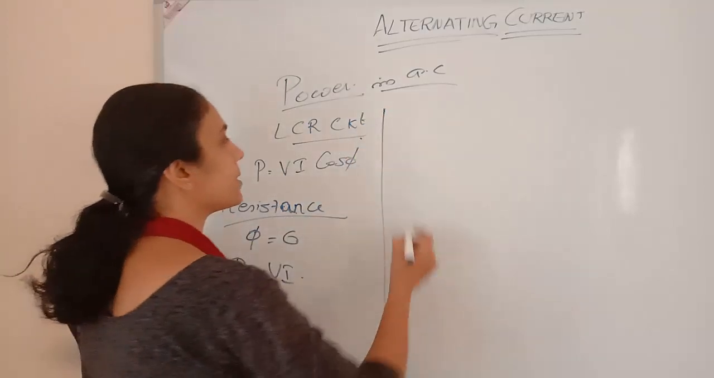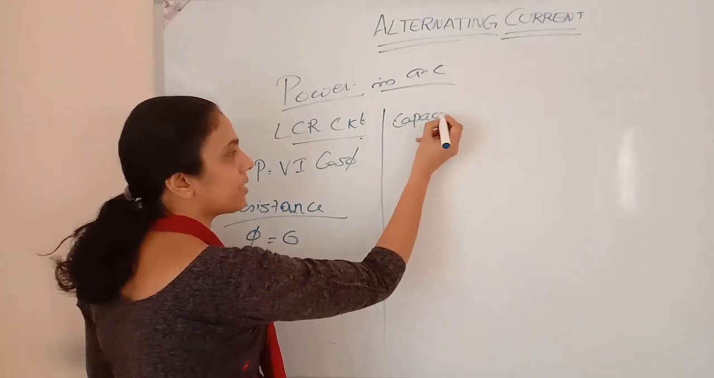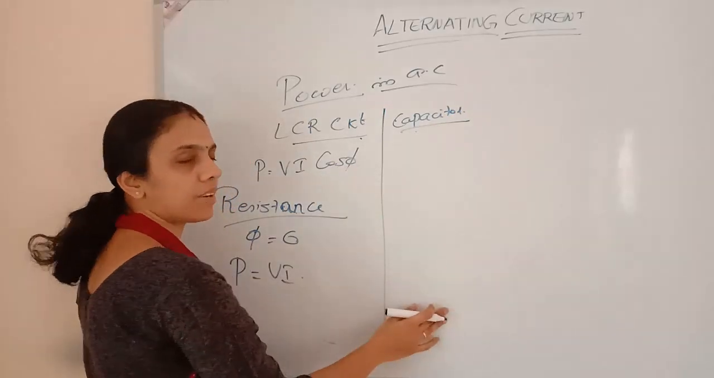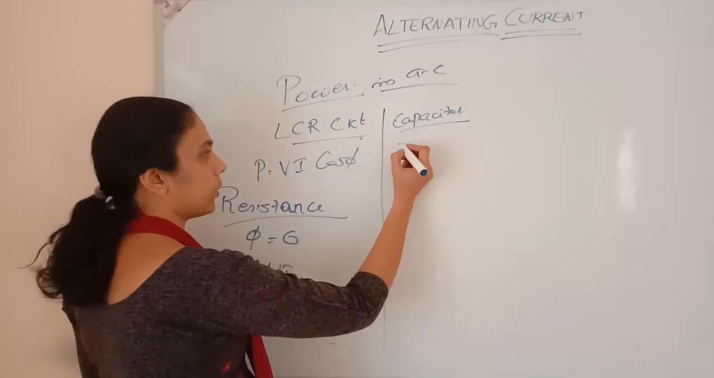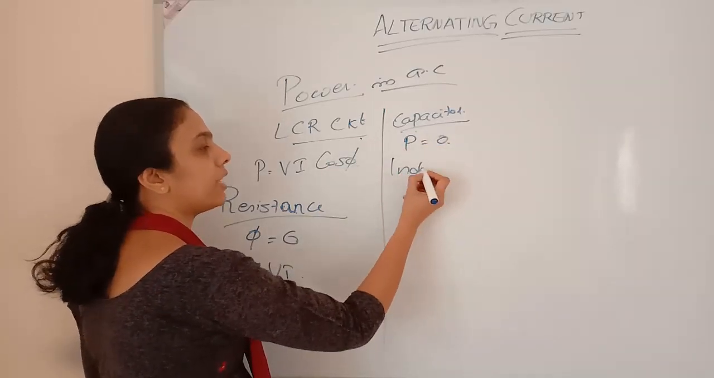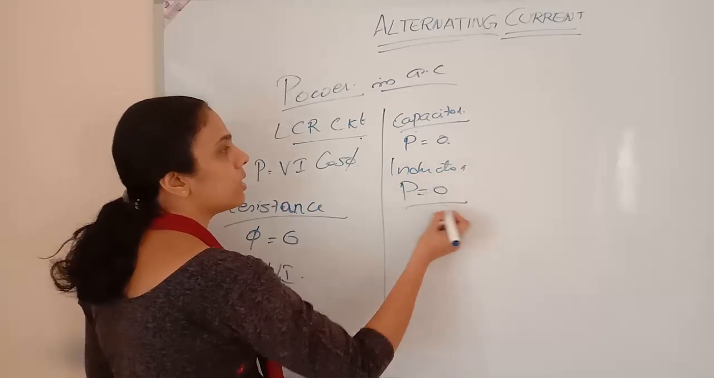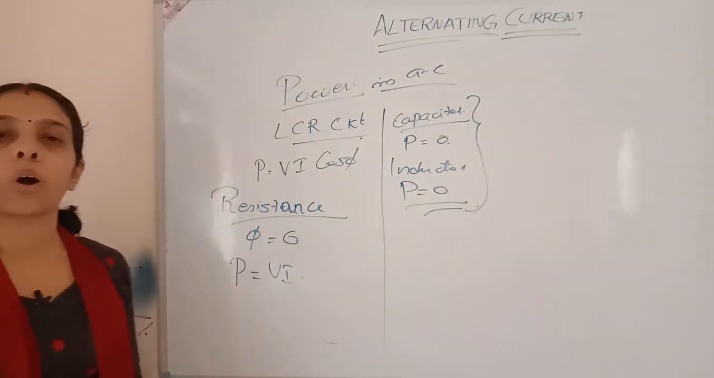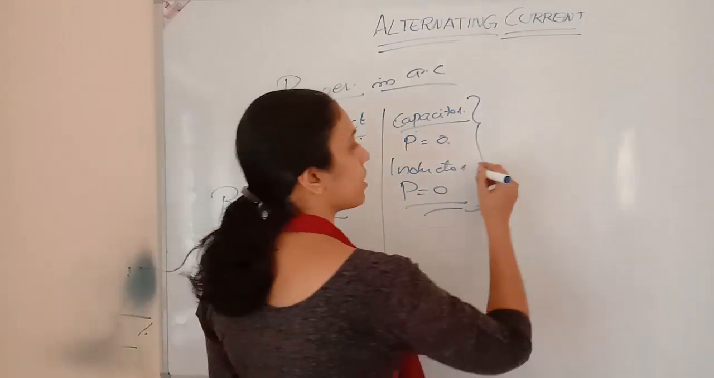But if a capacitor is included in the circuit, it has a phase difference of pi by 2. So cos 90 is 0. Therefore the average power is equal to 0. In the case of an inductor, there also the average power is equal to 0. So when a capacitor or an inductor is present in the circuit, the average power is equal to 0.